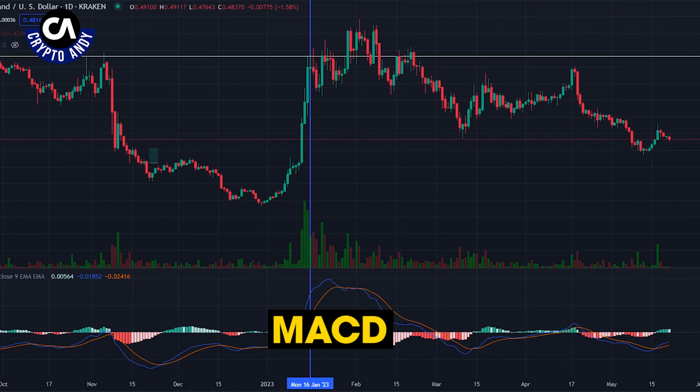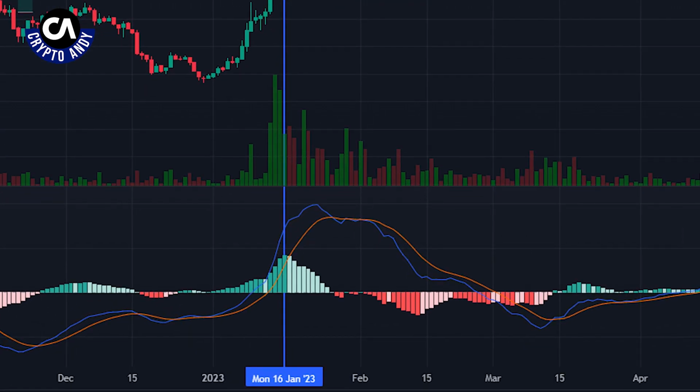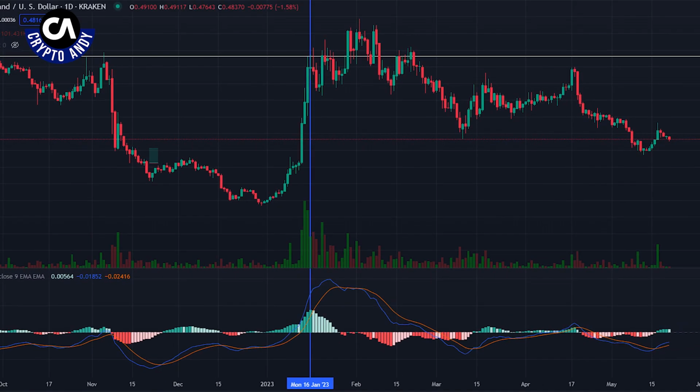Used in combination is also the moving average convergence divergence. MACD is a trend-following momentum indicator that shows the relationship between two moving averages of a security's price. It consists of a MACD line, a signal line, and a histogram. Traders use it to identify potential buy and sell signals.